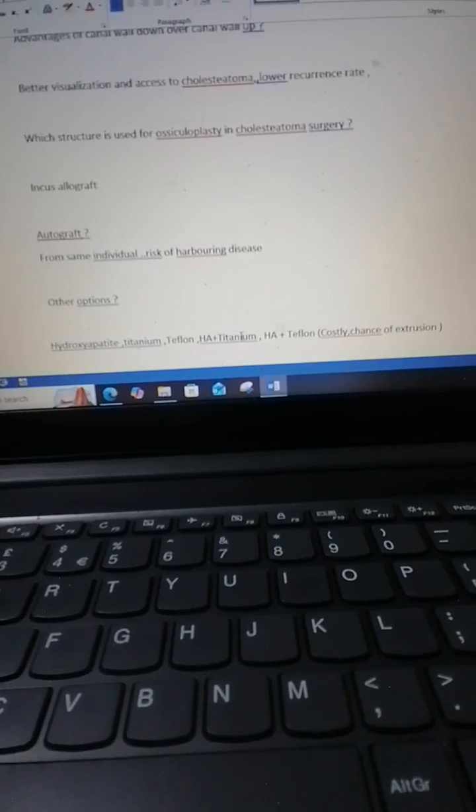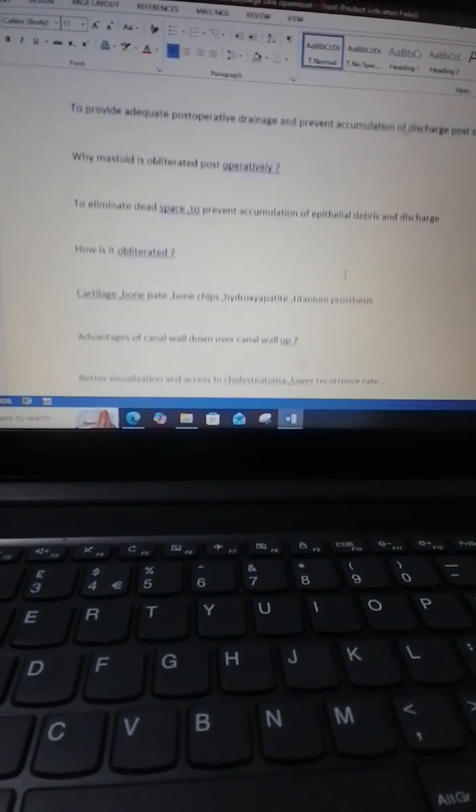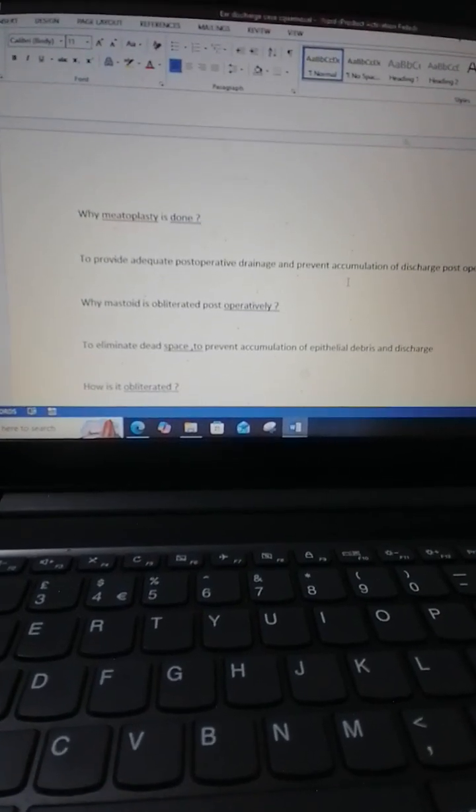What are the other options for ossiculoplasty? These are hydroxyapatite, titanium, Teflon, the combination of hydroxyapatite and titanium, and the combination of hydroxyapatite and Teflon, which is costly, and there is also a chance of extrusion. So this is all for today about the surgery done for cholesteatoma, meatoplasty and mastoid exploration.